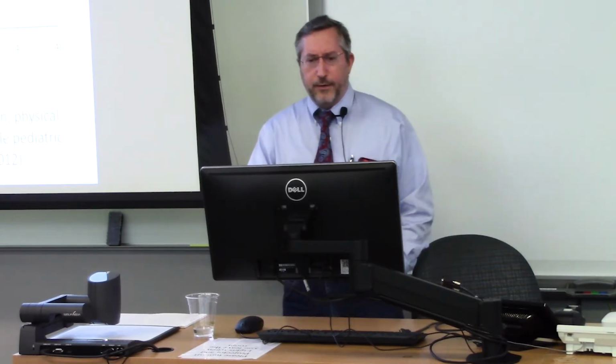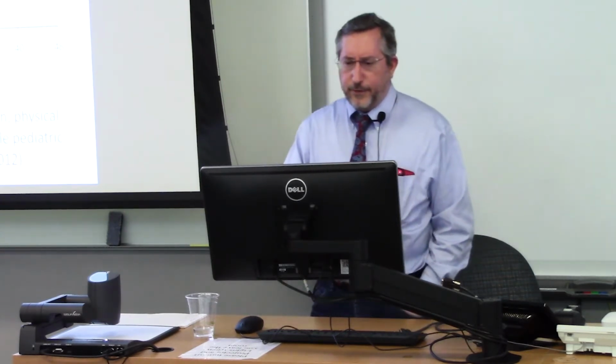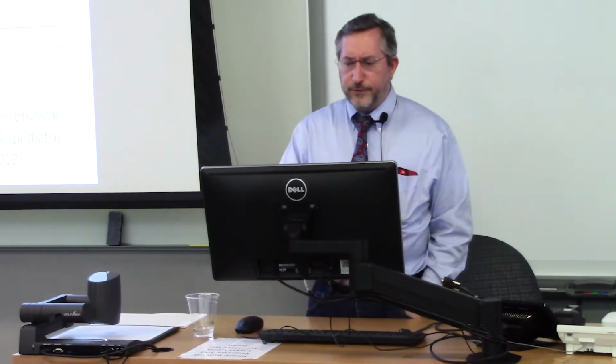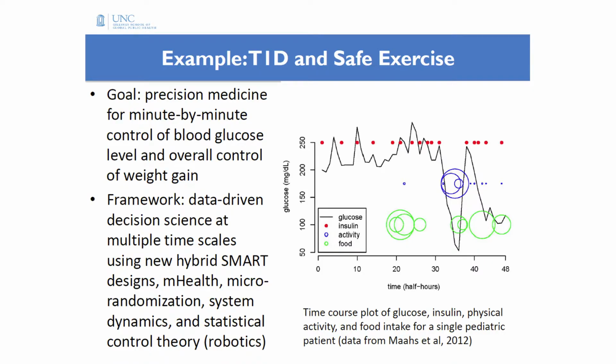Okay, so now going back to my first slide. This is a project that we've been working on for a couple of years now, and the idea is to come up with minute-by-minute help for patients with type 1 diabetes, decision support. So this includes, as I mentioned before, the red dots are insulin boluses. The black line is glucose level. Glucose should be between about here and about here. So this person is kind of high, honestly.